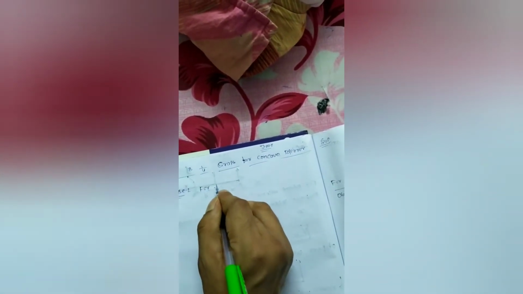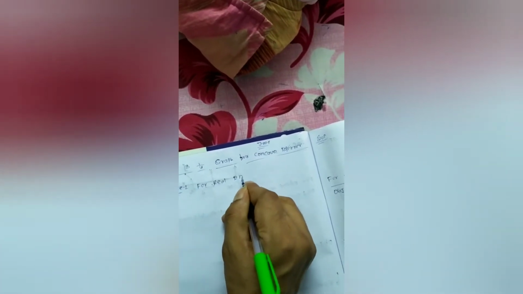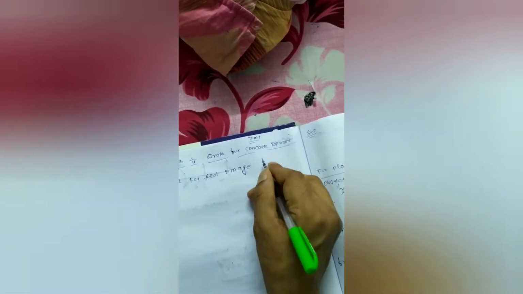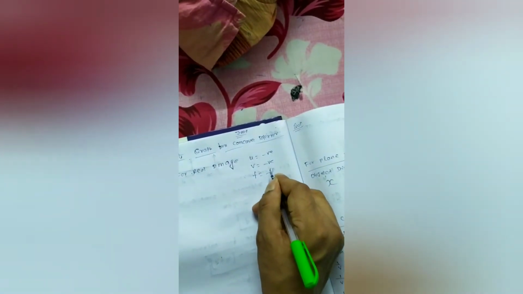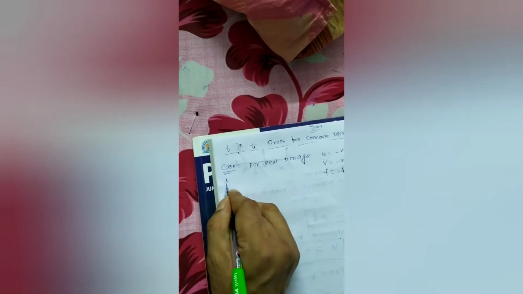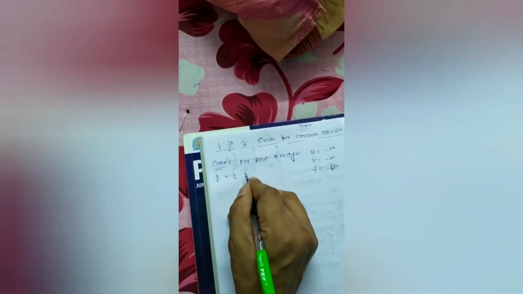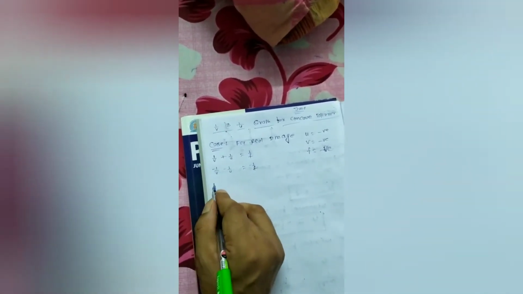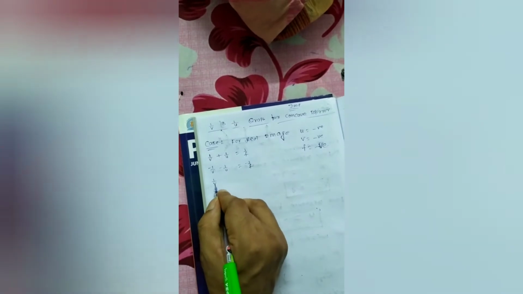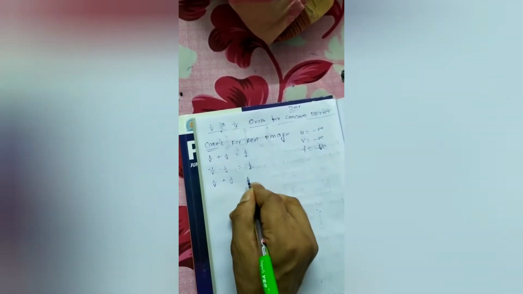For a real image, we know that u is equal to negative, v is also negative, and f is also negative. Why? Because this is a concave mirror. So from the mirror formula, 1 by v plus 1 by u is equal to 1 by f. Now put the values. This becomes minus 1 by v minus 1 by u is equal to minus 1 by f. Why? Because this is a real image. So finally we get the same result again, 1 by v plus 1 by u is equal to 1 by f.